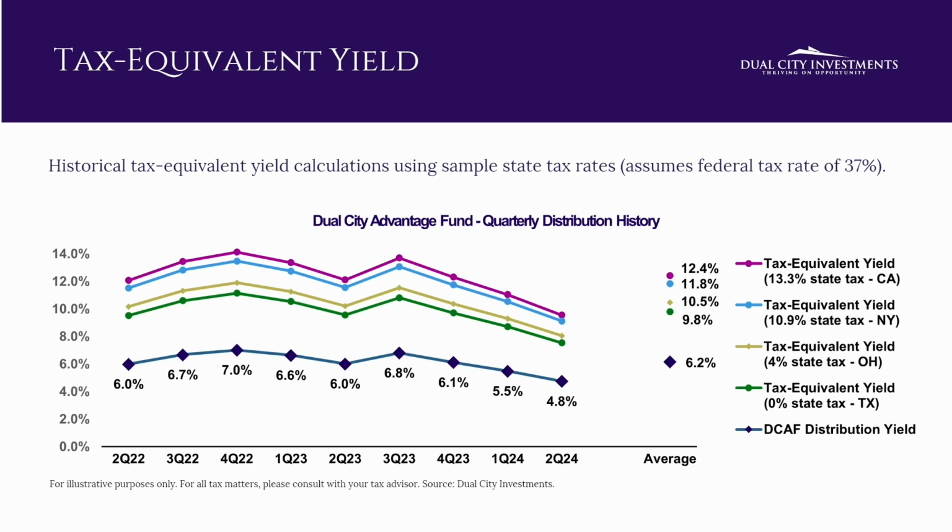From there, you can see if you live in a zero income state tax like Texas or Florida, you have earned an average distribution tax equivalent yield of 9.8%. Of course, if you live in higher tax states such as New York or California, the average tax equivalent yield from our fund since inception is in the low double digits, around 12%.